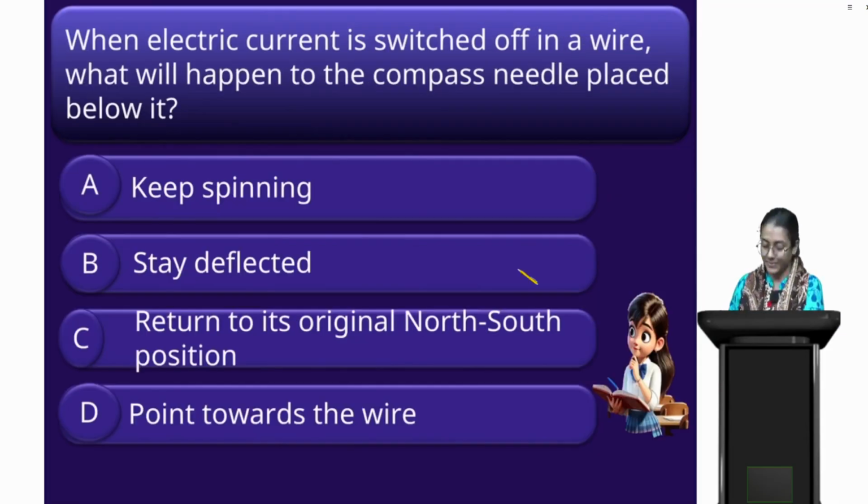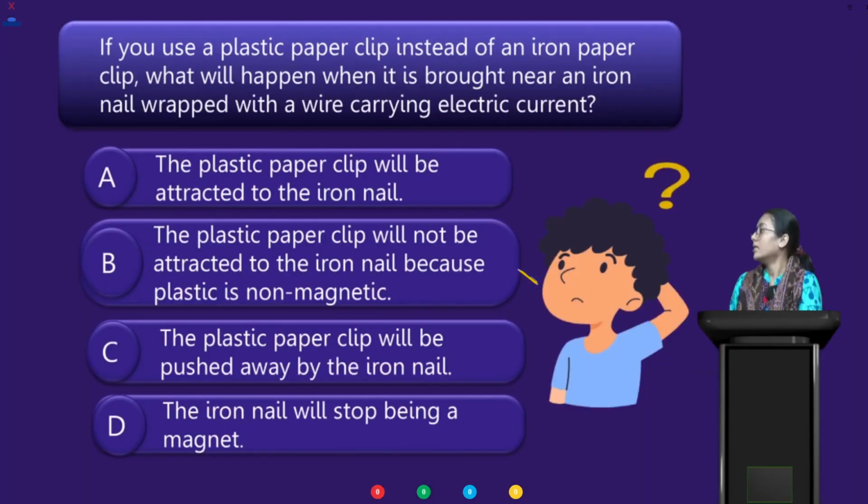Clear everyone? Then next question, another question is there. If you use a plastic paper clip instead of an iron paper clip, what will happen when it is brought near an iron nail wrapped in a wire carrying electric current? Think about it, okay? If you use a plastic paper clip instead of an iron paper clip, what will happen when it is brought near an iron nail wrapped in a wire carrying electric current?